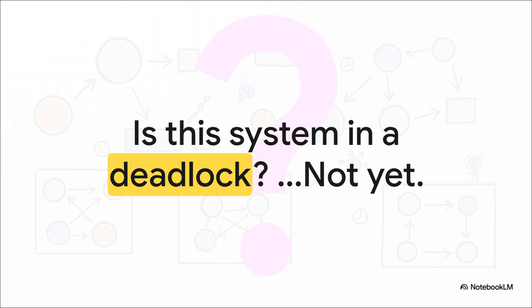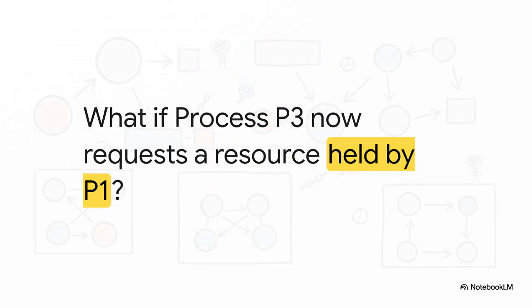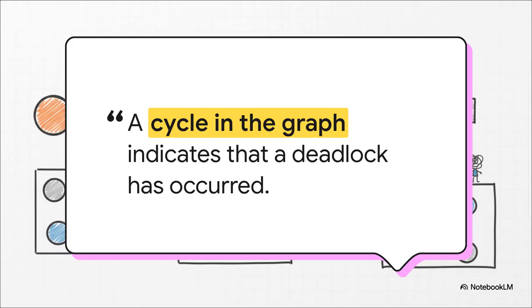Sure, P1 and P2 are waiting, but there's a way out. If P3 finishes its work, it will release its resource, and then P2 can grab it and move forward, which breaks the chain. But let's change just one tiny thing. What if process P3, while it's still holding on to its resource, suddenly decides it needs resource R2, which, if you remember, is being held by P1? And boom, that's it. That's the moment of gridlock.